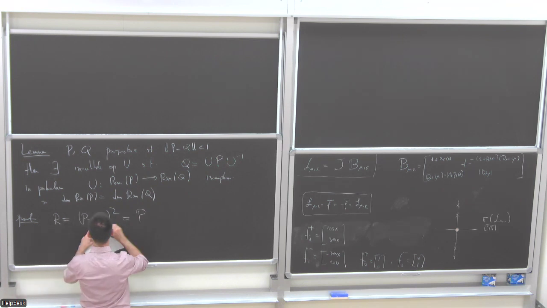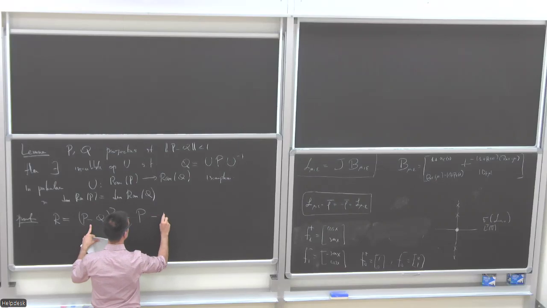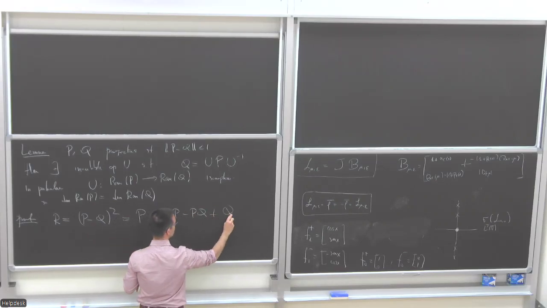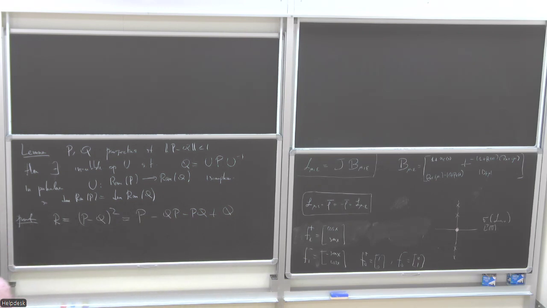So this is P. So I have P squared, which is P because they are projectors. Then I have minus QP minus PQ plus Q squared, but using a projector, it's Q. And then let me compute the commutator between R and P.